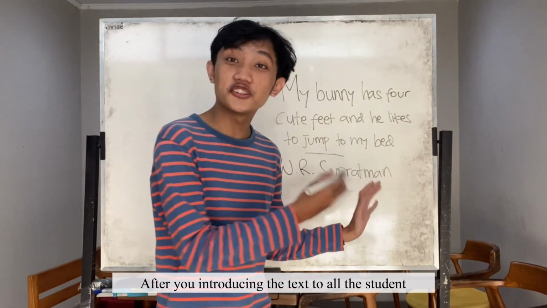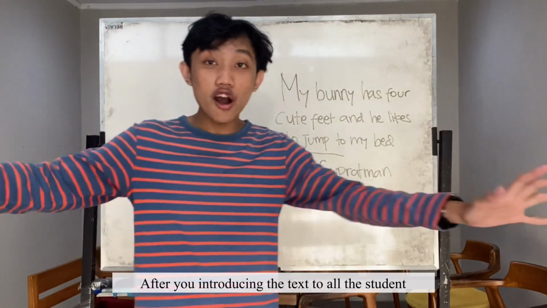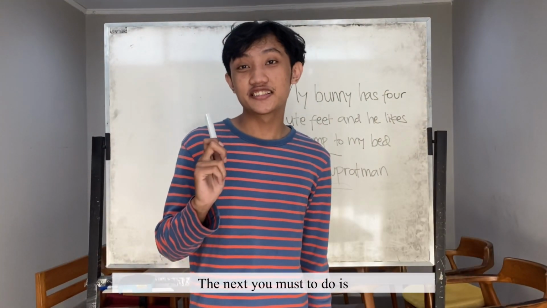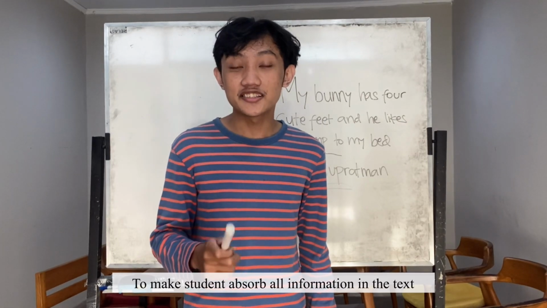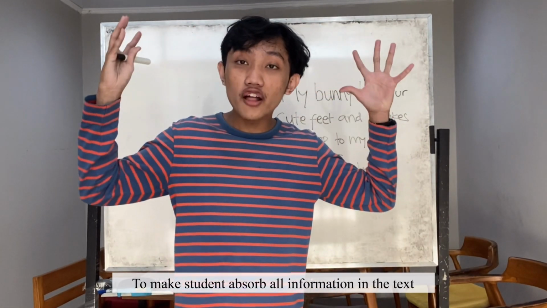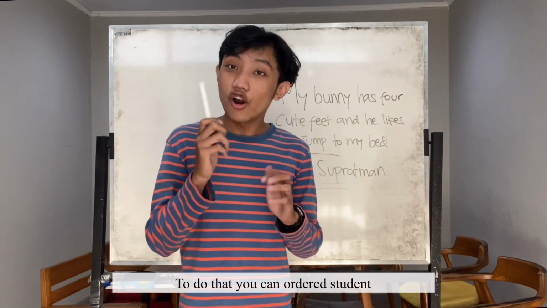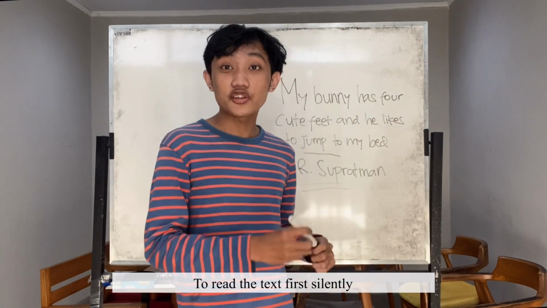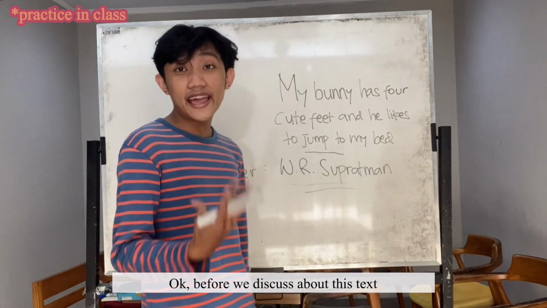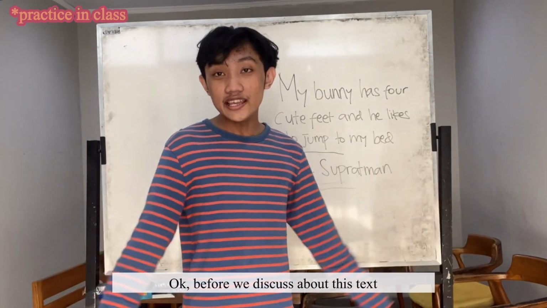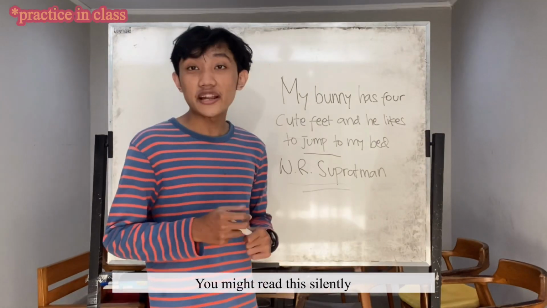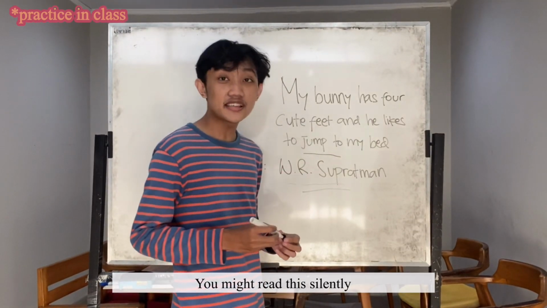Tip number 2 is about basic reading. After you introduce the text to all the students, the next thing you must do is make students observe all the information in the text. To do that, you can order students to read the text first silently. Okay, before we discuss this text, you might read this text first silently.